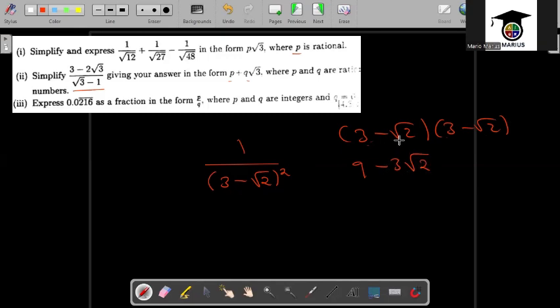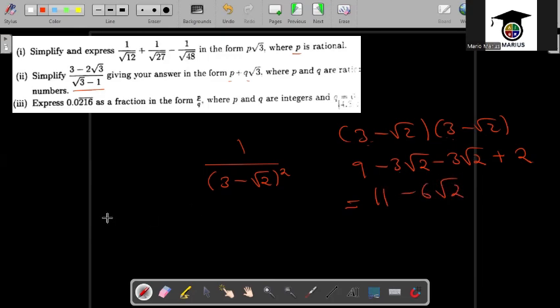Then this one here by this one gives you the same, negative 3 root 2. This by that gives you plus 2, because the root cancels and you remain with 2. Then you have this 9 and this 2, you can add them. It gives you 11. You add this here, it gives you negative 6 root 2.